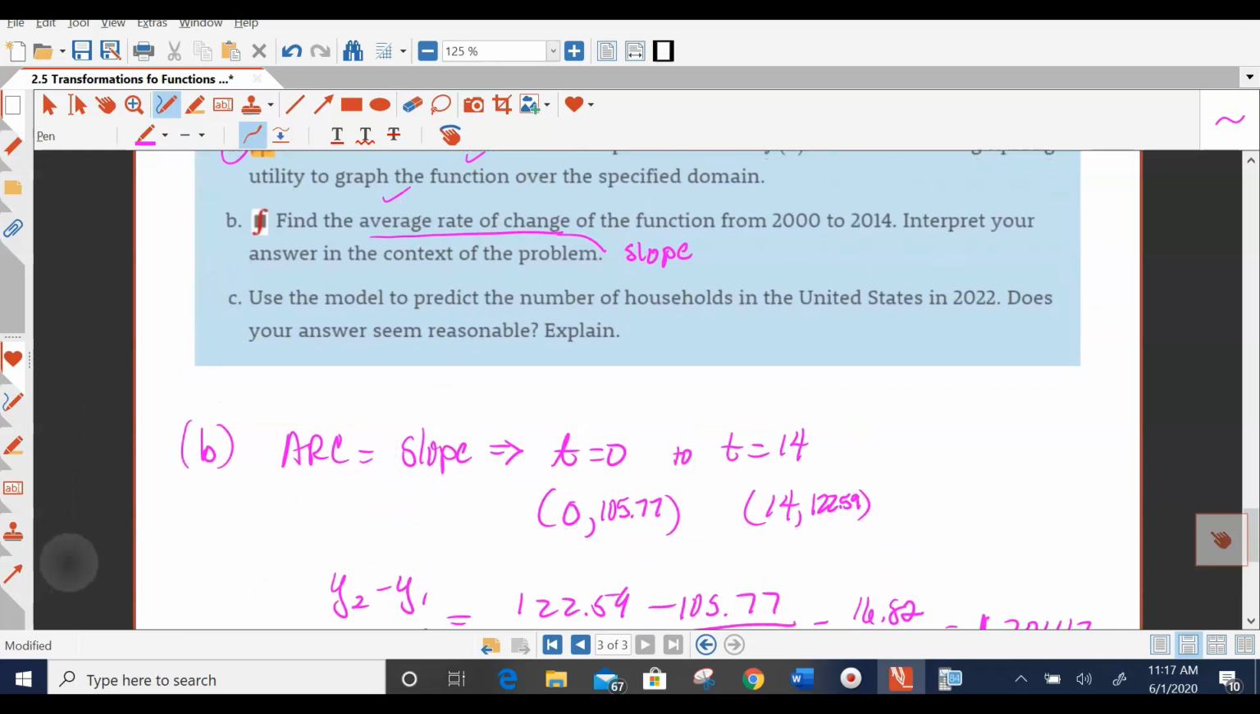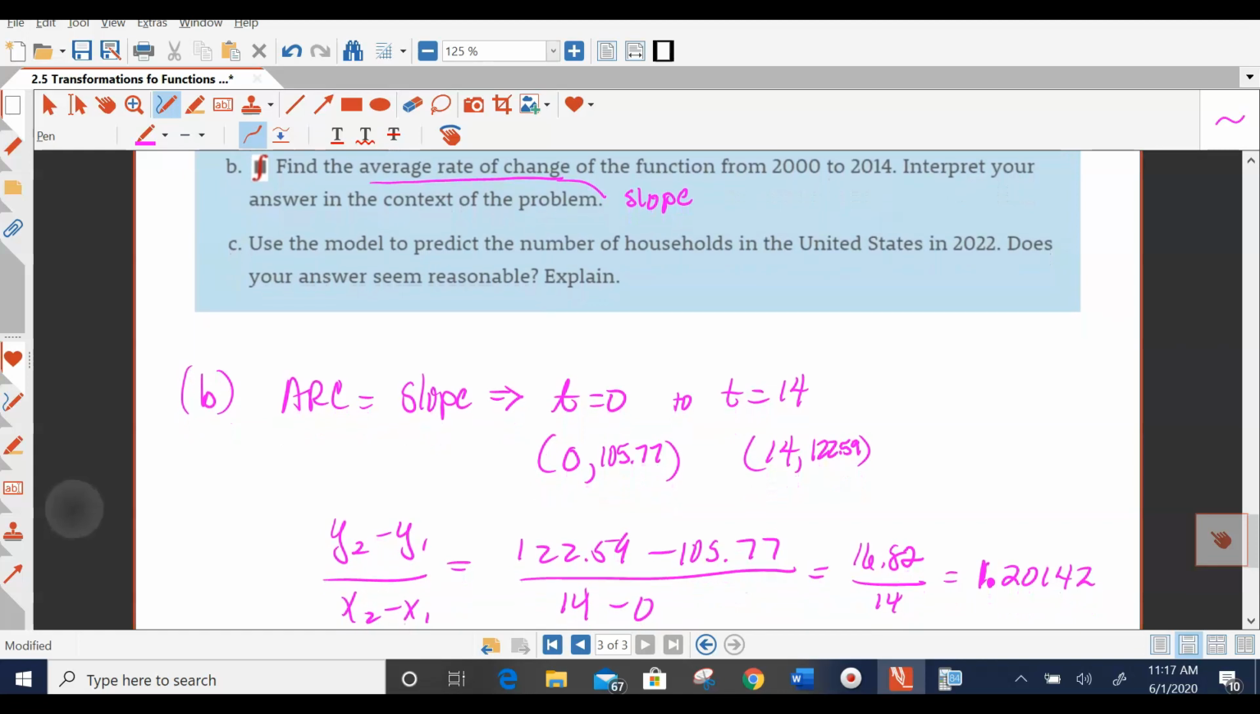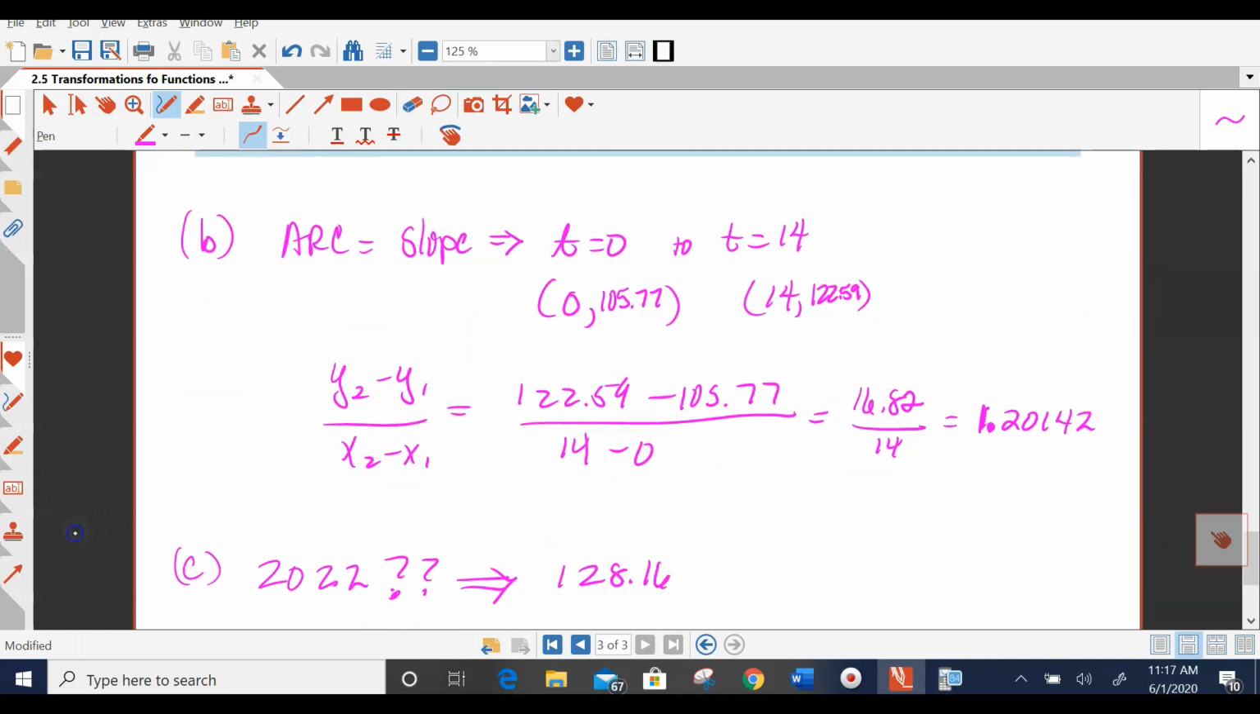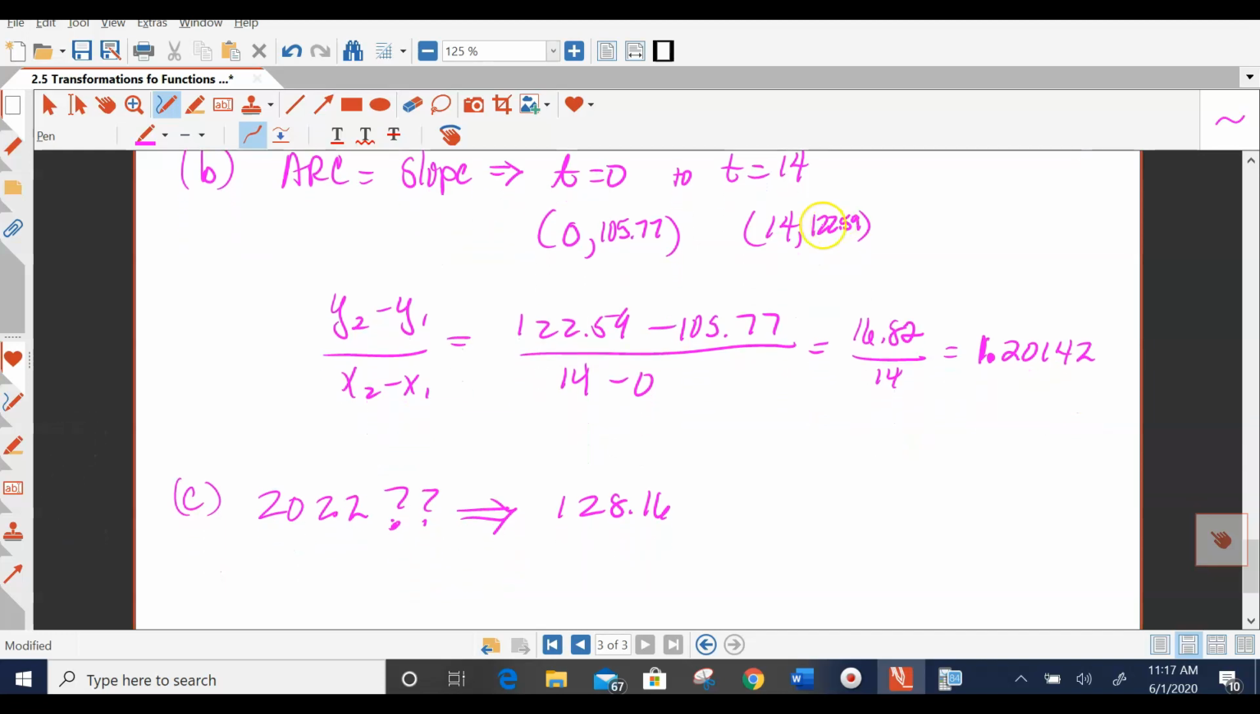So straight from the calculator, we get that value. And so we use the model to predict the number of households in 2022. Does the answer seem reasonable? Well, taking a look at 2014, it was 122.59. And given that we had an upward slope, I would expect a slight increase from 2014 to 2022. And a slight increase we see in 128.16. So I would say, yeah, that answer seems reasonable. So I will leave this. I'll stop the video, but as always, let me know if you have any questions.